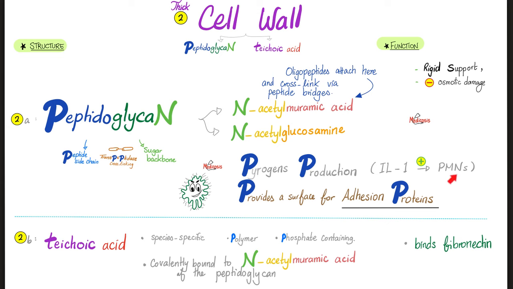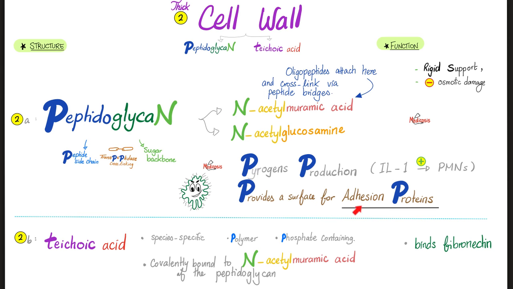Pyrogene production. Recruit neutrophils. Pyro means fever. Provide a surface for adhesive proteins or adhesion proteins. Protects against osmotic damage. Protects the bacteria from your phagocytic cells. Peptidoglycan has N-acetylglucosamine and N-acetylmuramic acid, which is a surface of attachment for oligopeptides. Next, we have the teichoic acid, species-specific. It's a polymer, contains phosphate, is covalently bound to this doofus right here.